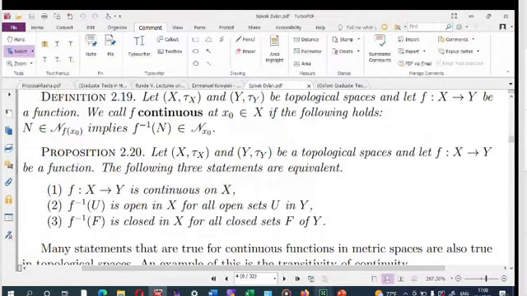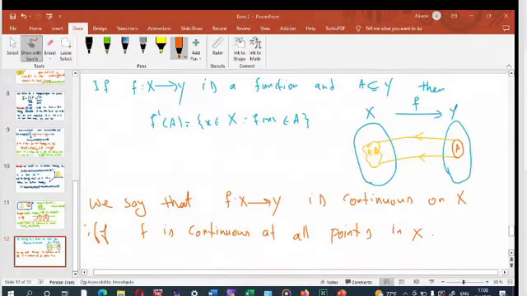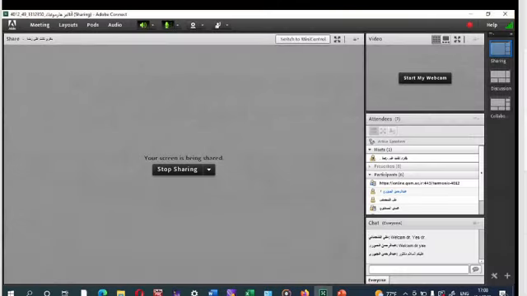Dear students, I sent this file for you. I wrote the proof of this statement completely for you. We can continue in the next session.